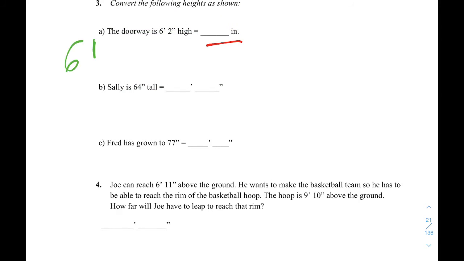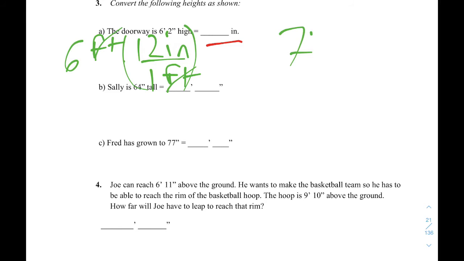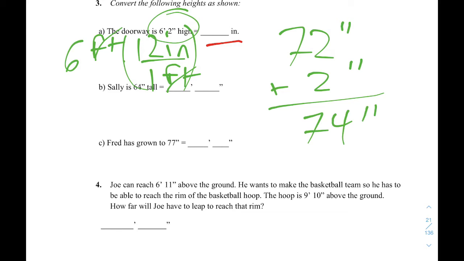So the 6 feet, we're going to convert to inches. We're going to get rid of feet, go to inch, and we know that 1 foot has 12 inches. So feet and feet cancel. 6 times 12 will be 72. So that's 72 inches, and we already had 2 inches from the beginning of the problem. So we end up with 74 inches.